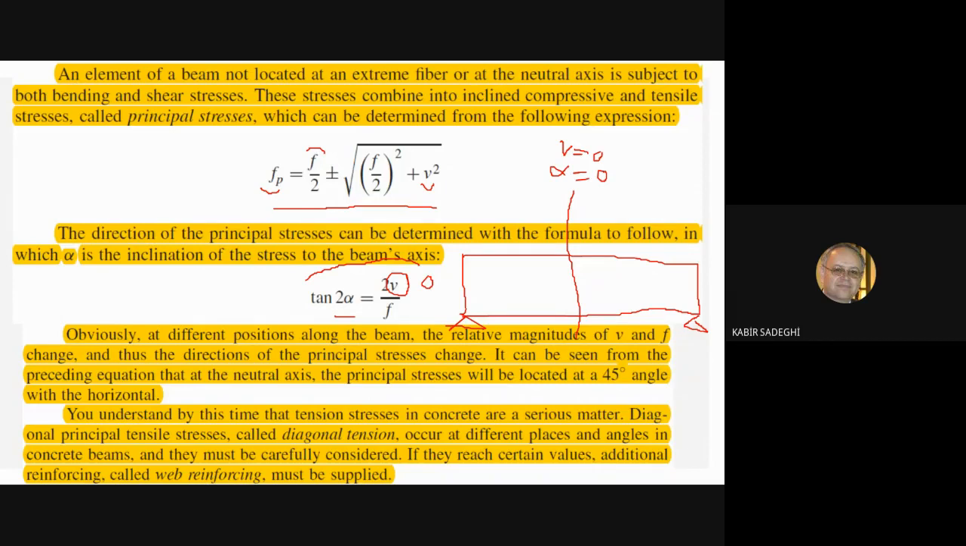This is FP, the principal stress. When we have principal stress at angle zero, the cracks are perpendicular to the principal stress. Therefore, the cracks at the middle are vertical. These are the cracks. But when F is zero, that happens at the support. Here, F is zero.